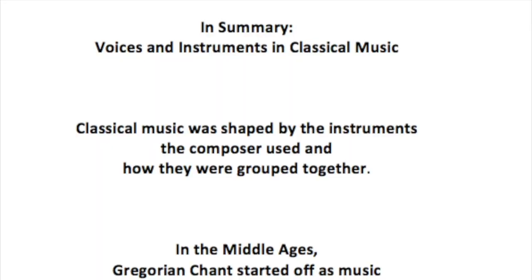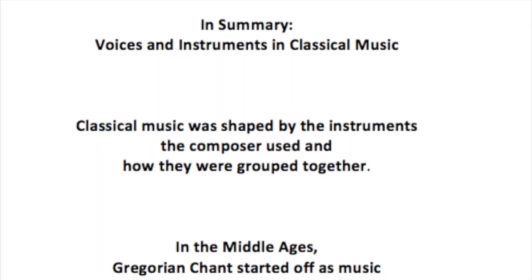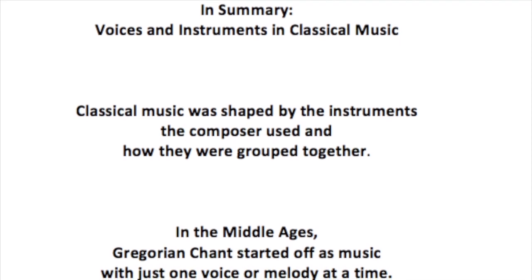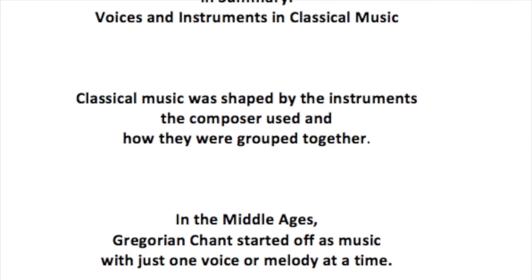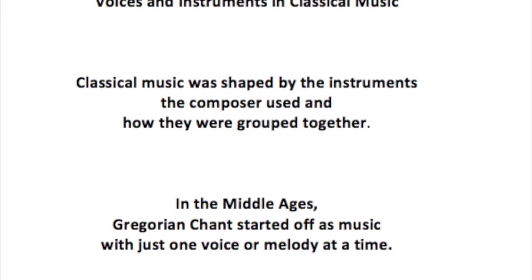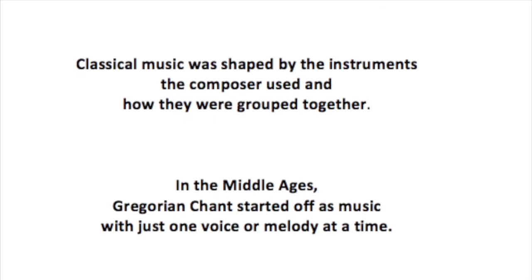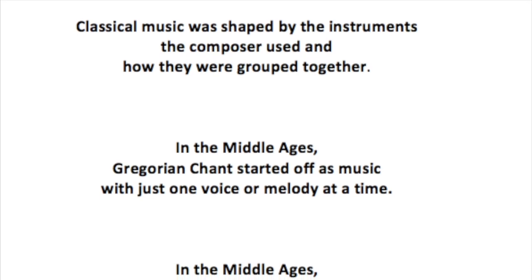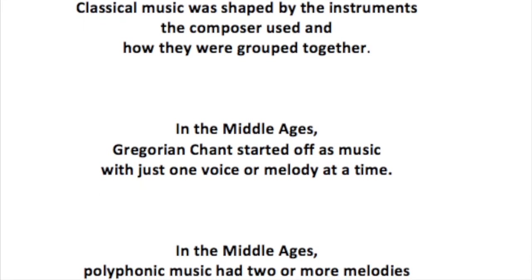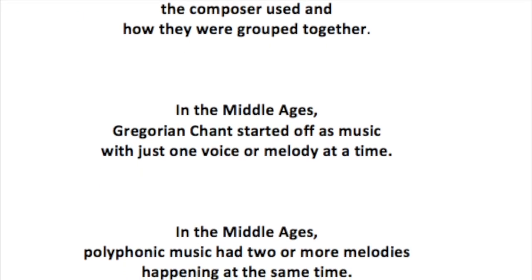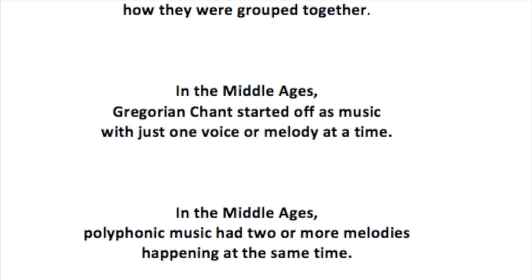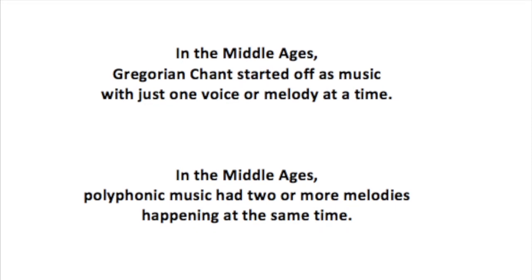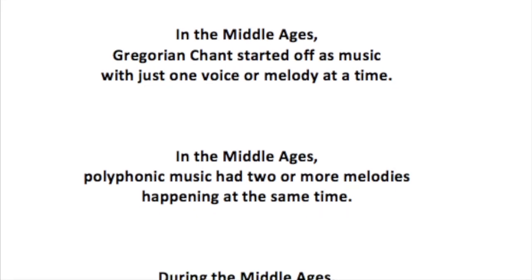So, in summary, classical music was shaped by the instruments the composer used and how they were grouped together. In the Middle Ages, Gregorian chant started off as music with just one voice or melody at a time. In the Middle Ages, polyphonic music had two or more melodies happening at the same time.